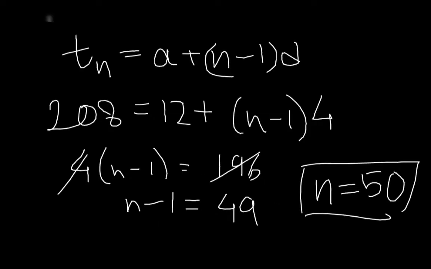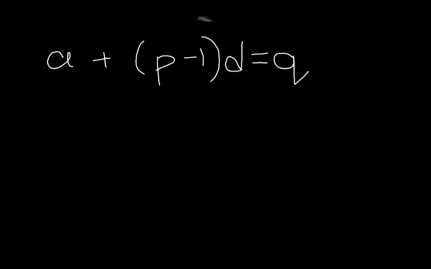So this is my first information. Main information is this and this. This is the information that I am going to use. The pth term of an AP is Q, and the qth term is P, meaning it is the same AP. So I can say: A, the initial term, plus (P minus 1) into D is equal to Q, because the pth term is Q and the qth term is P, meaning A plus (Q minus 1) into D is equal to P.